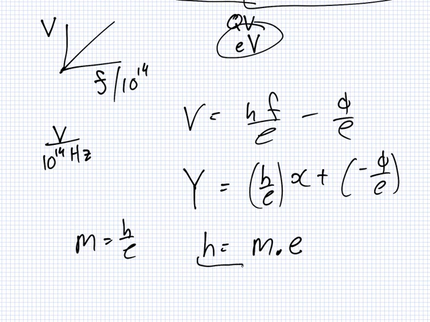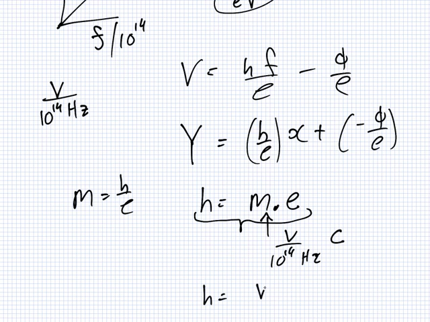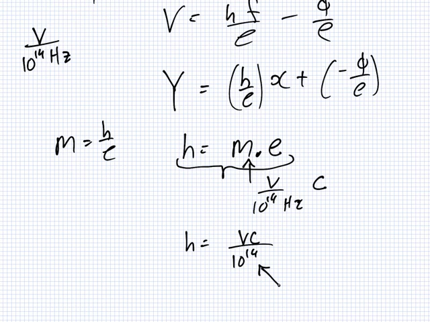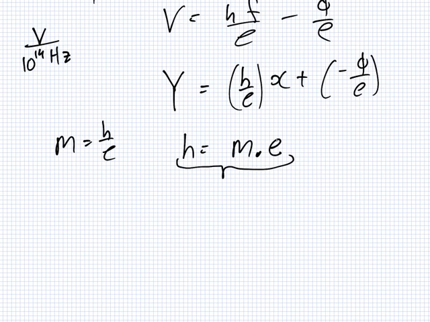Oh, sorry, I'm looking at the wrong one. Yeah, so the m is in volts over 10 to the 14 hertz. And e is the electron charge, so that's in coulombs. So your h will be in volt coulombs over 10 to the 14. And we don't really want this 10 to the 14 here. So whatever we get for VC, we'll have to multiply it by 10 to the 14 if we don't want the 10 to the 14 here. So what I'll do is I'll get the m, I'll multiply it by e. I'm very confused if I should multiply or divide. Well, we'll worry about that in a moment. Let's get the m first.